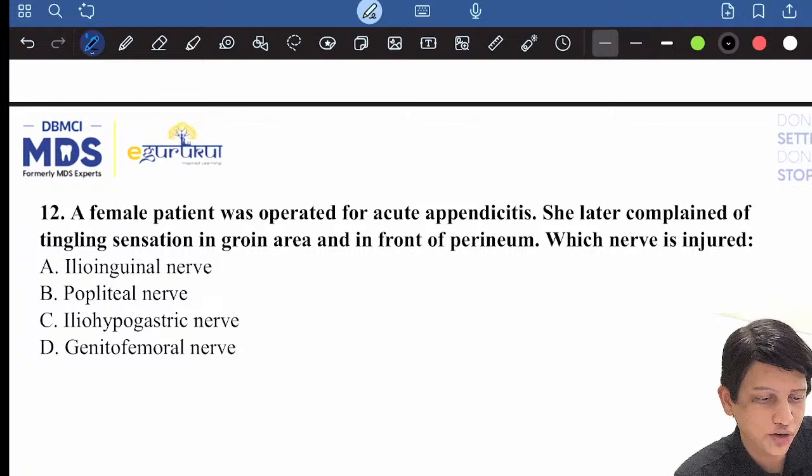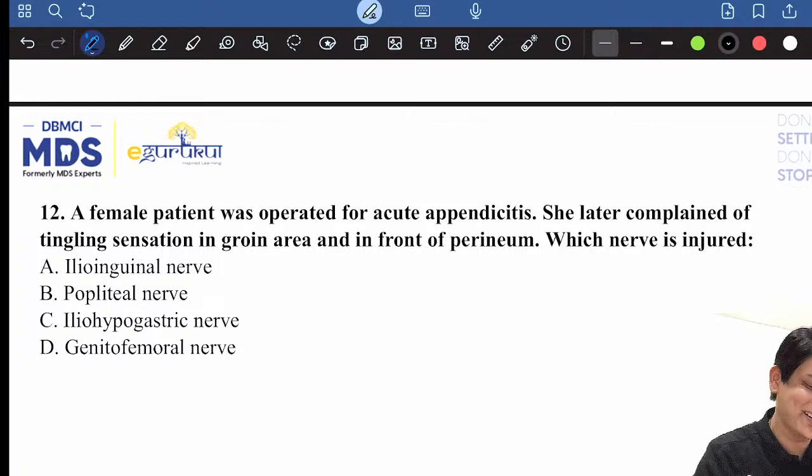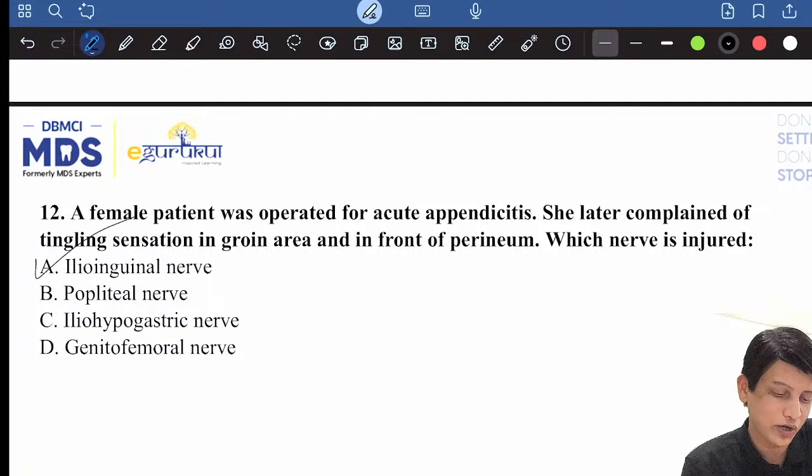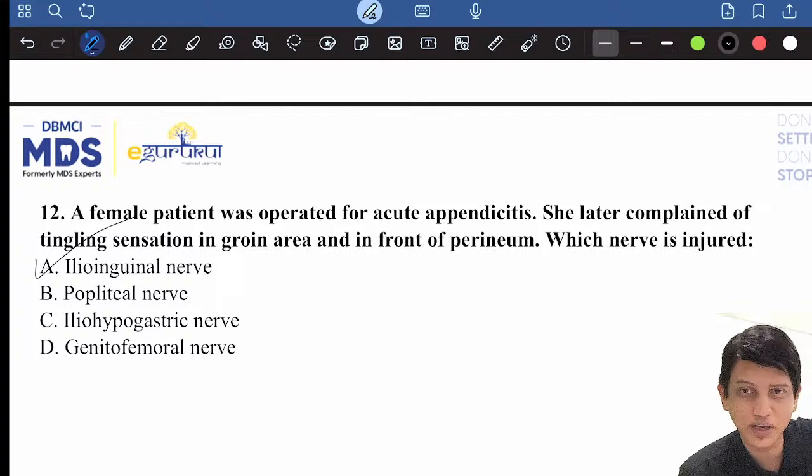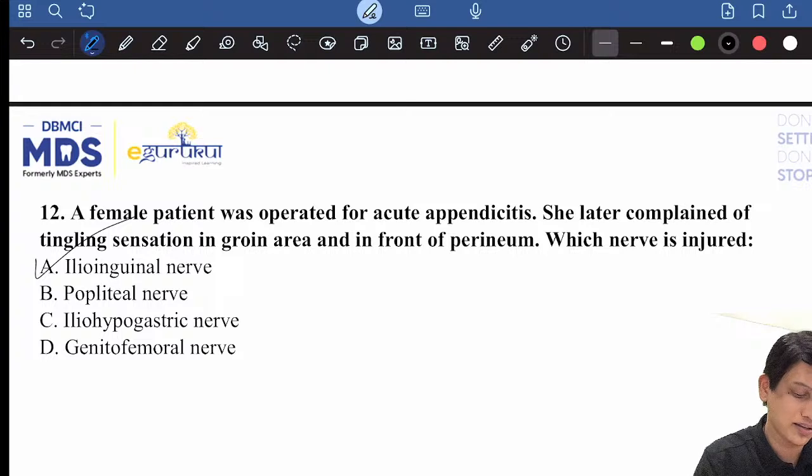Yes, your answer is right. It's the ilioinguinal nerve. But can you say even the iliohypogastric is also correct? The genitofemoral nerve, if injured, can also cause a tingling sensation in the groin or in the perineal region. All three answers are correct.